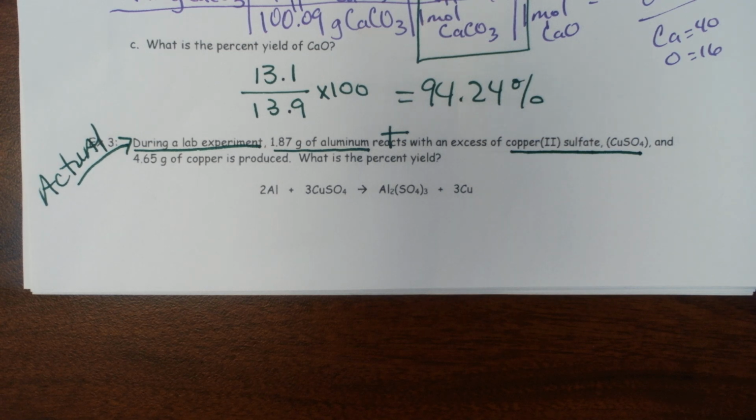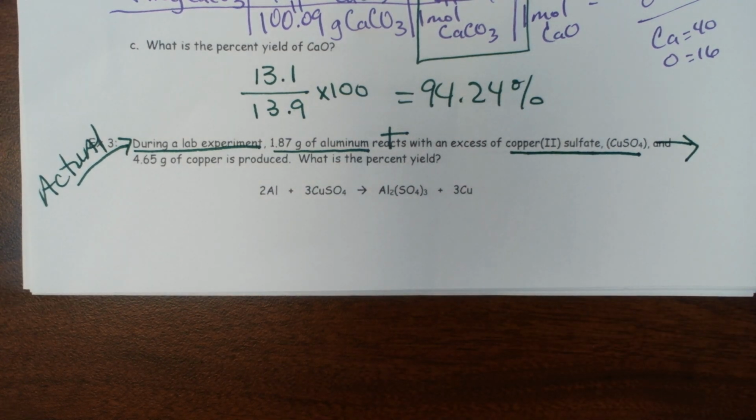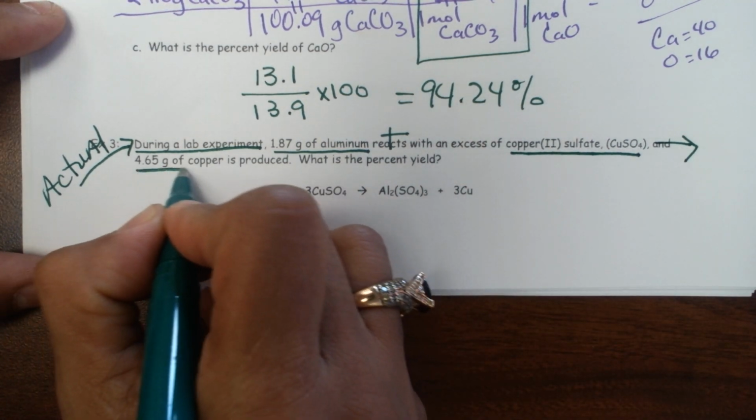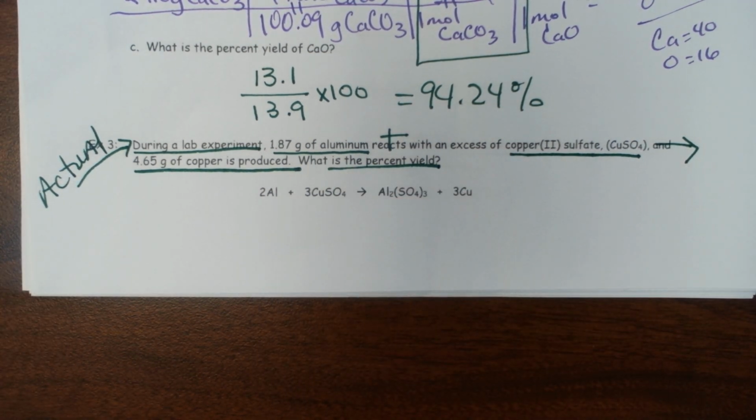4.65 grams of copper is produced. What is the percent yield? Okay, well that means that I need actual and theoretical. When I go back and read this again, "during the lab" means that's actual. I didn't do anything that says theoretical over here. So it looks like I'm gonna have to use my pen and paper calculator to come up with the theoretical. But I do have the actual.